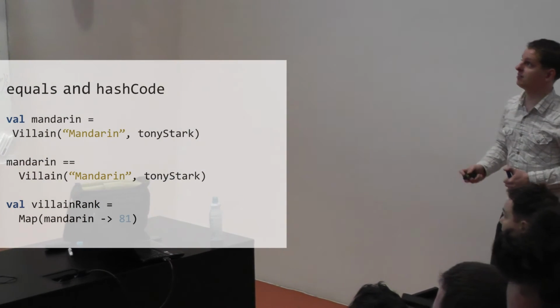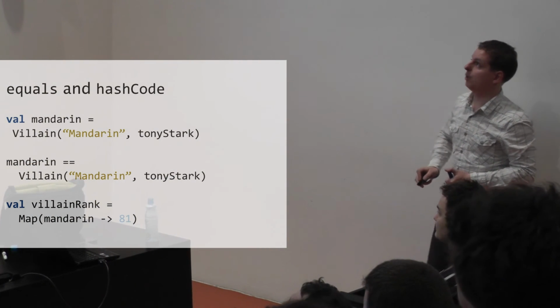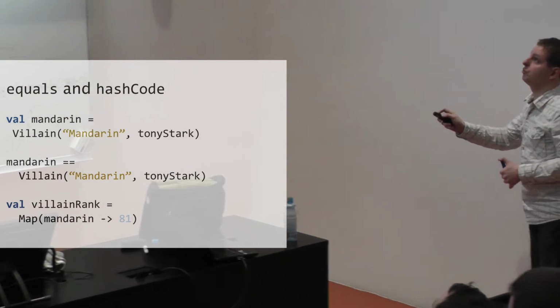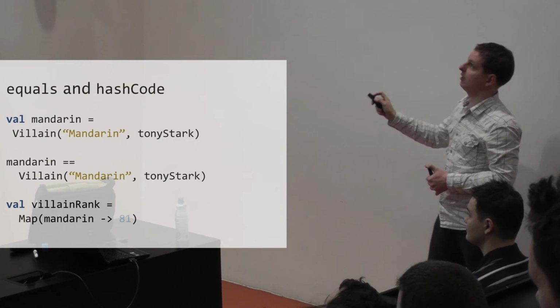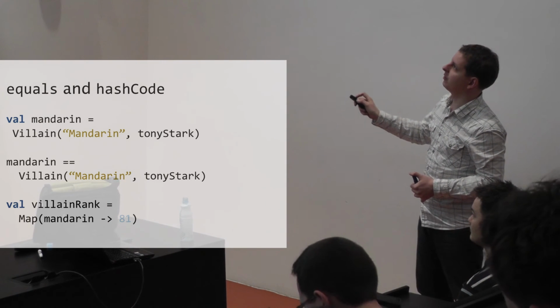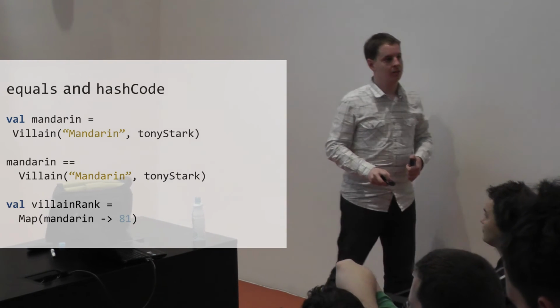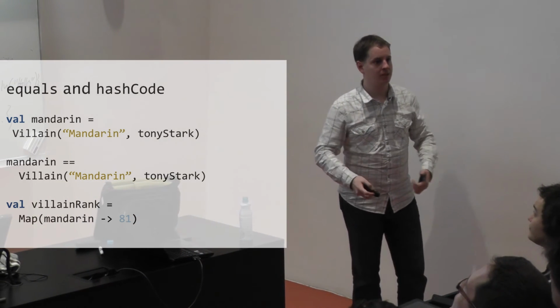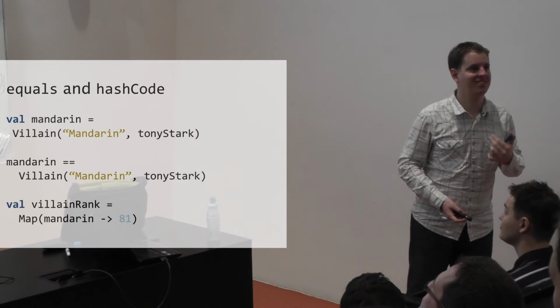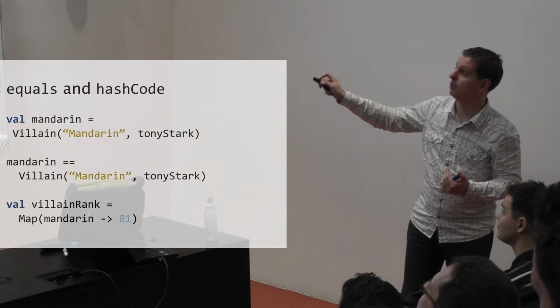And this brings us to the reason why you do not have to write a new keyword. Because if you write villain Mandarin 20 Stark, which is his arch enemy, and villain Mandarin 20 Stark, in the memory, these are 2 instances. But conceptually, this is the same value because they are equal to each other.